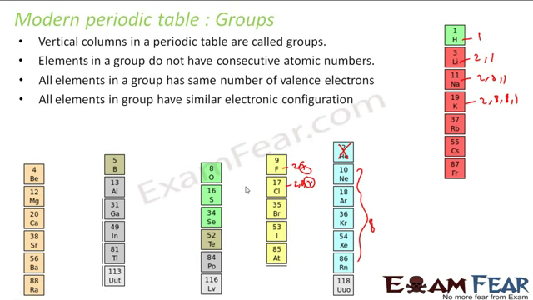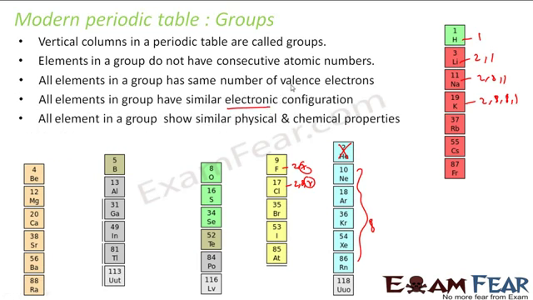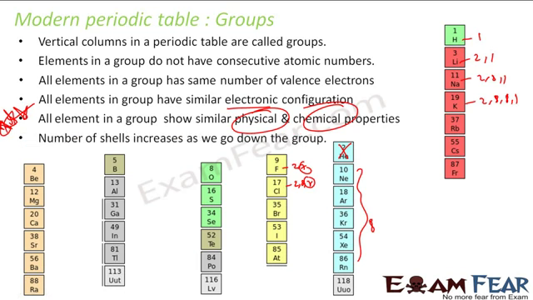They have similar electronic configuration, so they show similar physical and chemical properties. That is the main reason why they are grouped. This is the first, you can say, critical property. They have similar physical and chemical properties. And the number of shells increases as we go down. If you see, this one has 1 shell, this one has 2, this one has 3, this one has 4. So the number of shells increases as we go down.